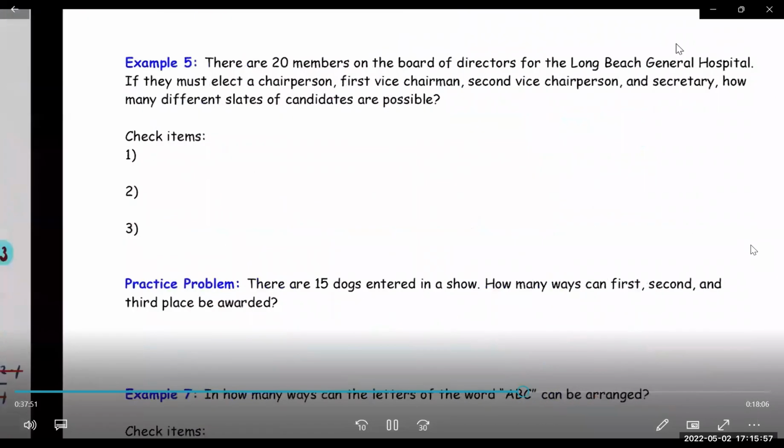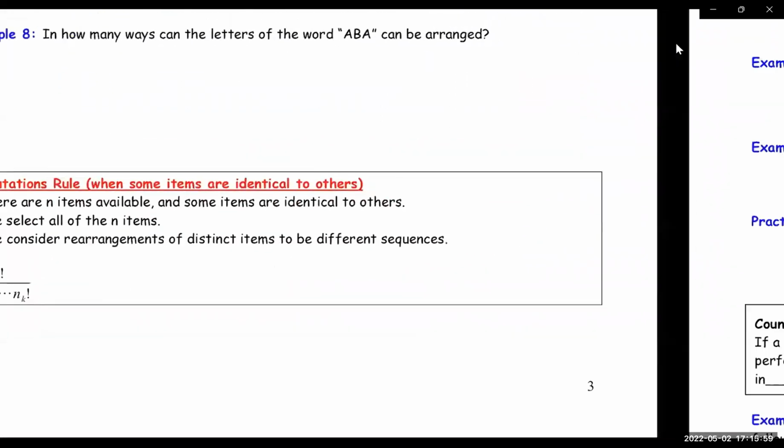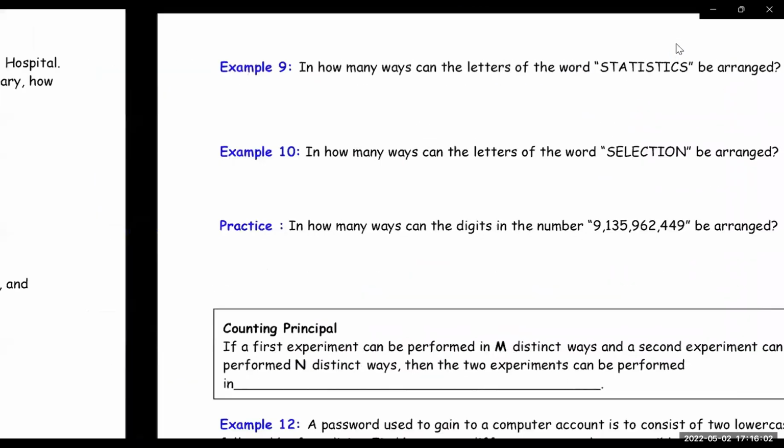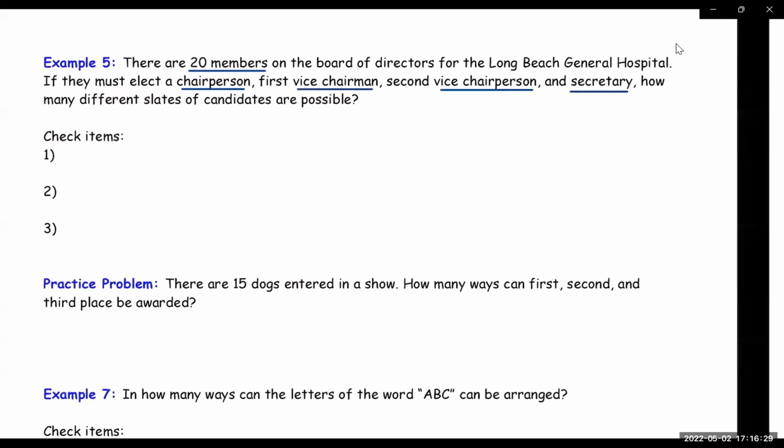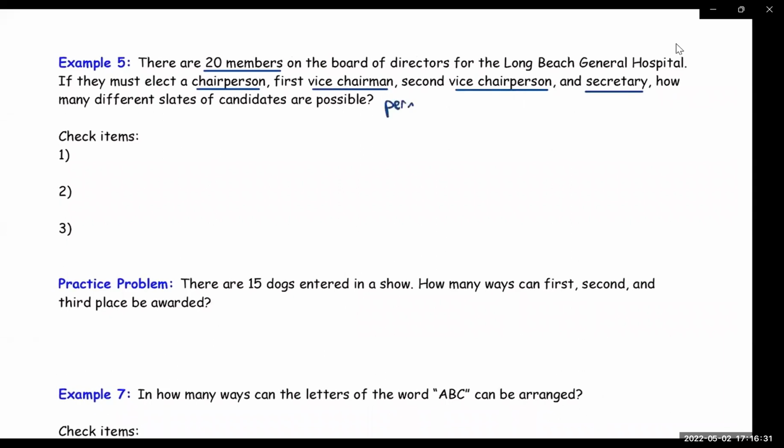All right, so let's move on. There's a couple more examples. Maybe we should take a break soon. Maybe we'll do one more problem and then we'll take our break. So let's do one more. There are 20 members on the board of directors for the Long Beach General Hospital. If they must select a chairperson, a vice chairman, a second vice chairperson, and a secretary. So what do you think? Is this a permutation or combination? Permutation. Definitely permutation because the order matters.